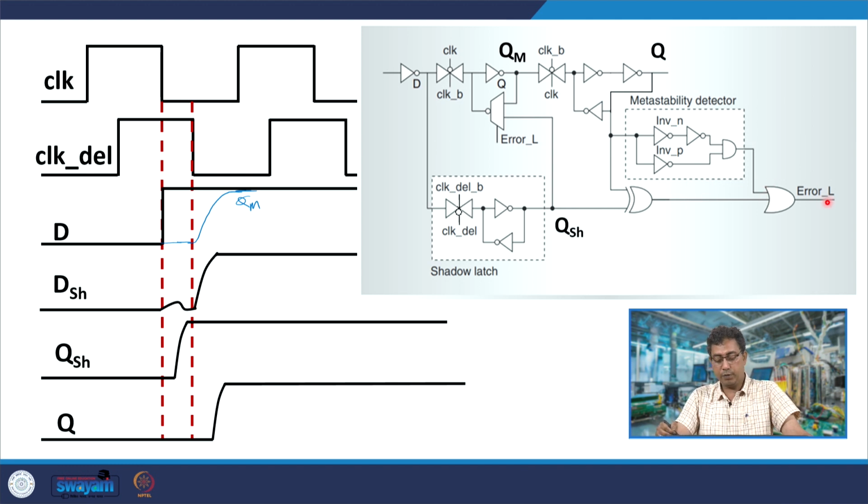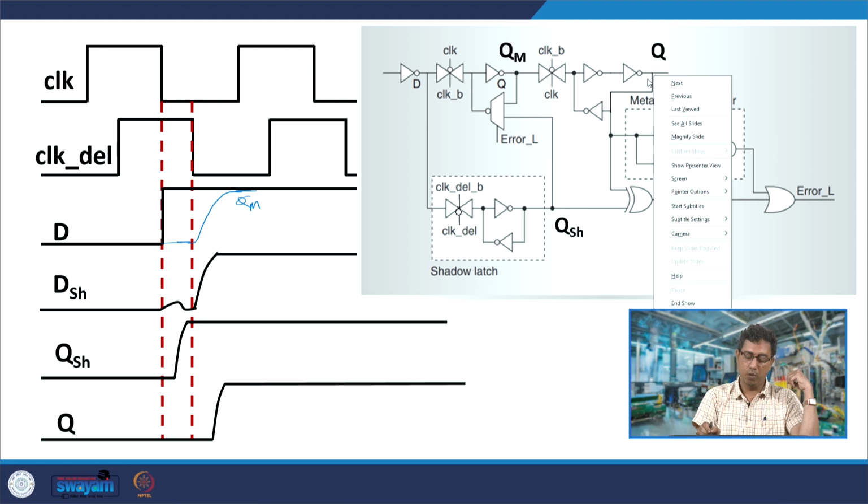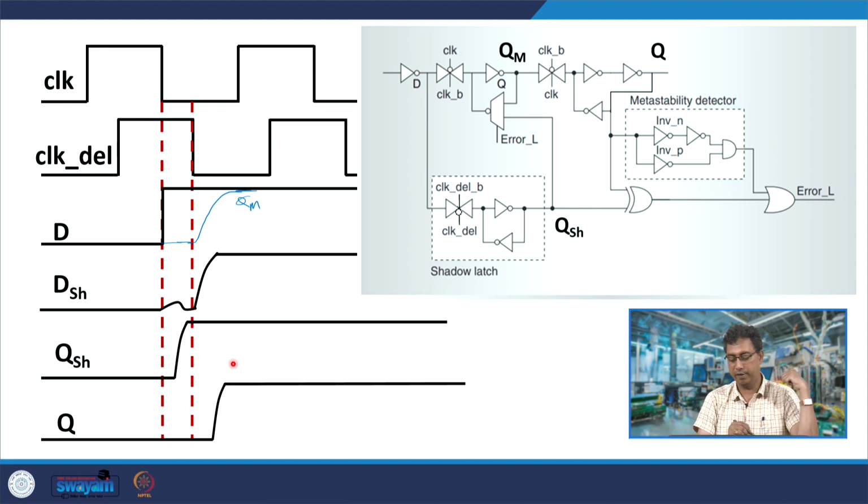So, therefore, the error latch would give out a 1, and that 1 would turn the multiplexer to take this input, okay, the input QSH. So, when the clock turns 0, after a while, QM will resolve to the right value, the correct value VDD, and the output Q would also turn to VDD after a while. So, how is this implemented? Let us see.